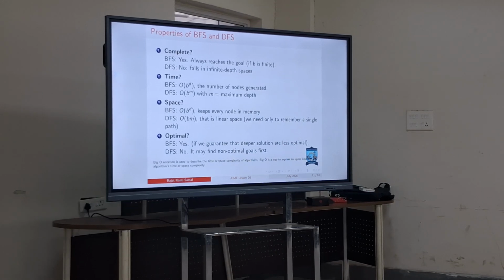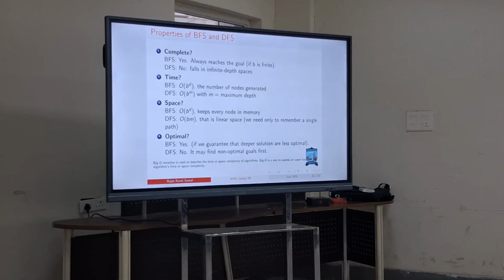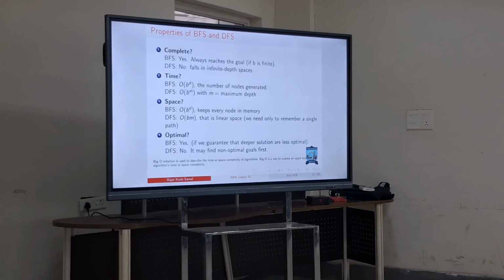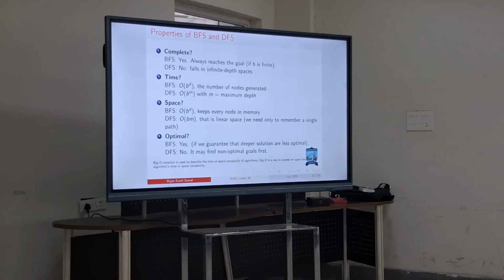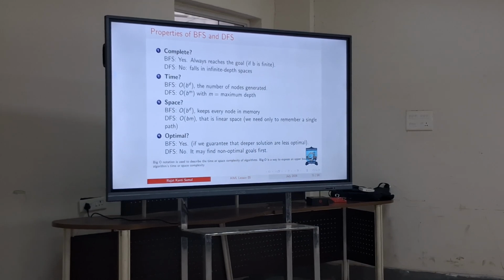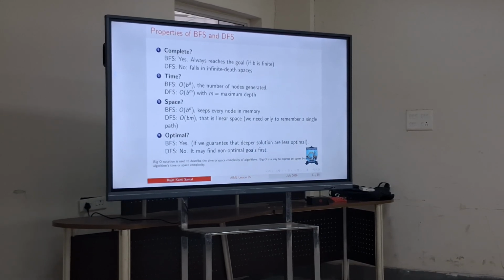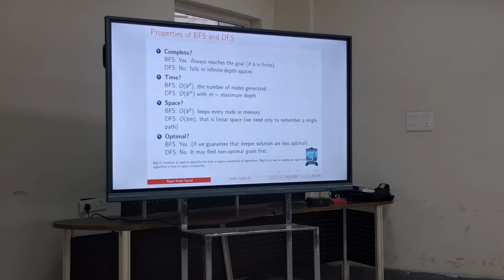Optimal. BFS is yes. When you apply breadth first search, it is optimal. But DFS is not optimal. It may find a non-optimal goal. Suppose you get one question in your GATE exam or any competitive exam, and you say that no, I will solve it anyhow because I have read this subject. Eventually you lose the easier questions. So that's why you may not find an optimal goal. In the GATE exam, the questions will be your goals. Next.